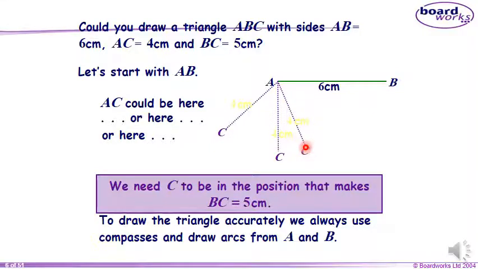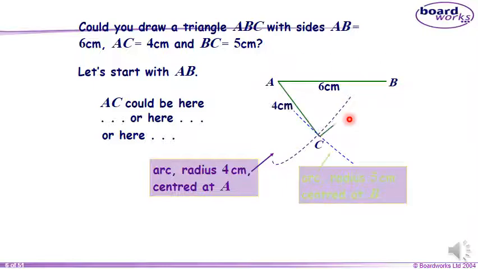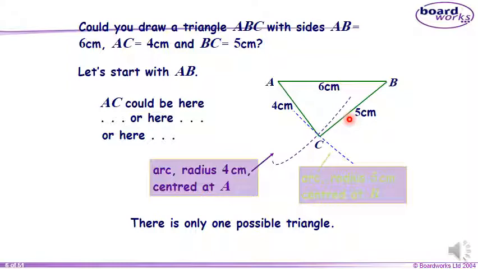So to solve this problem and to draw this triangle accurately, we have to use the compass and draw two arcs from A and B, like this. We start from A and draw an arc of 4 centimeters. Similarly from B, we draw an arc of 5 centimeters. Then we get the triangle ABC with measures AC 4, BC 5, and AB 6. There is only one possible way to draw this triangle.